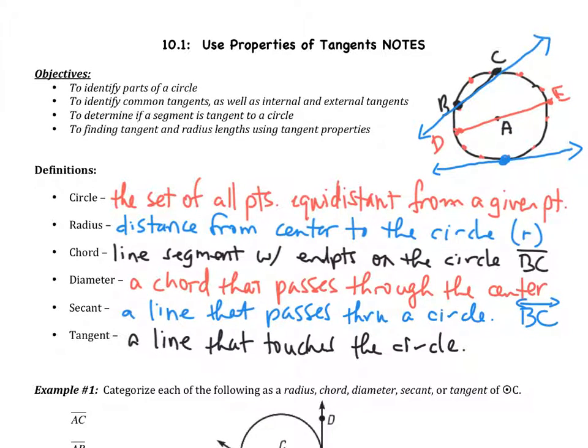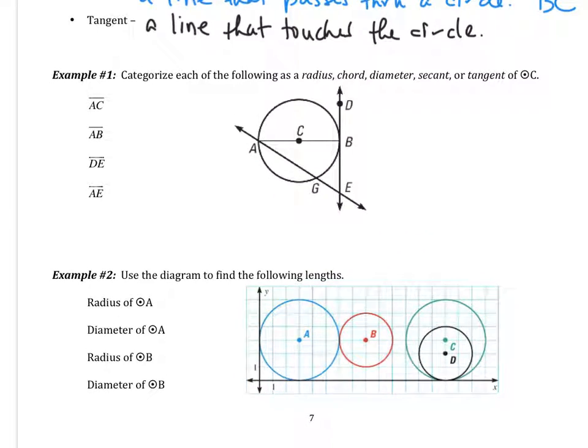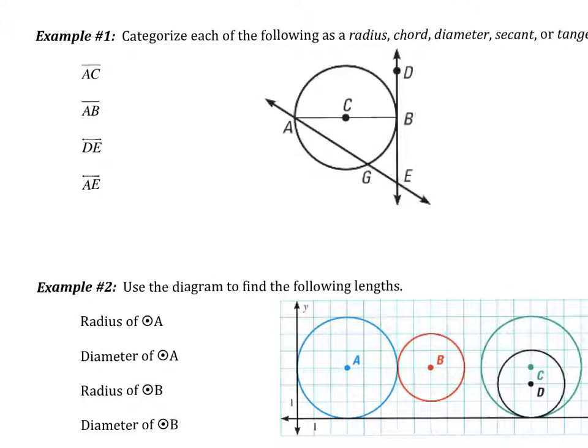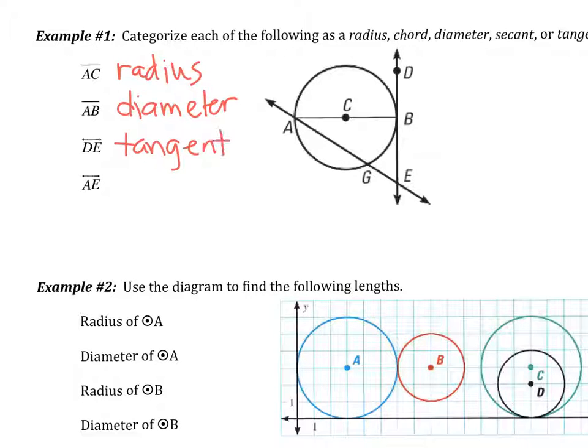All right, so to check for understanding, we've got four examples down here. What would you label AC as? Radius. What would you label AB as? Diameter. Yep, doing good. DE? Tangent. Very good. Notice that it only touches at B. And AE? Secant. Very good.